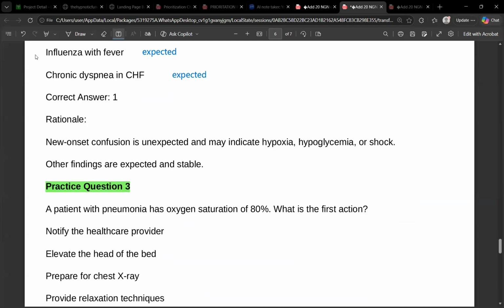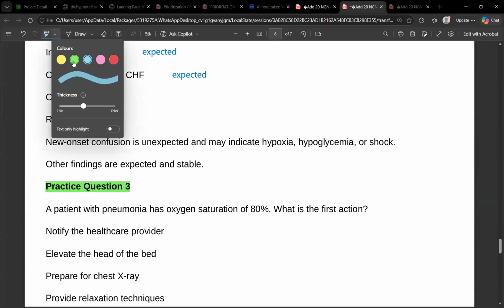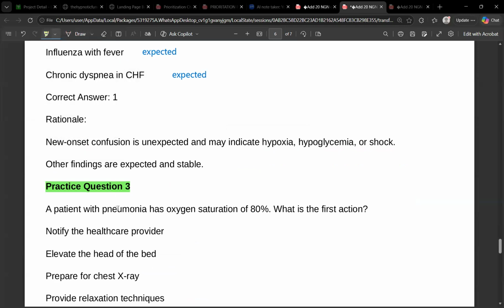This you can tell me, Ashwini. A patient with pneumonia. Here the patient is having pneumonia, and oxygen saturation is 80%, 80 percentage only. Pneumonia, lung infection, saturation 80 percentage only.